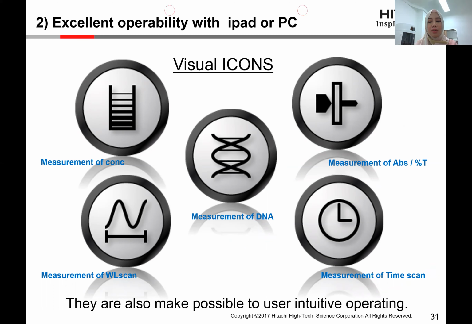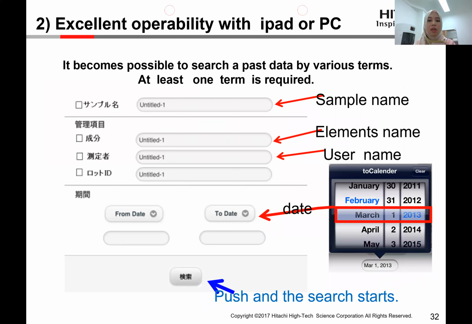All right. Also, the good thing about this is it becomes possible to search and parse data by various terms. At least one term is required. Over here, you can just push search start. You can search by sample name, element name, username, and from the date, for example what date you did it. So you can actually trace, and all the data can come out for that.